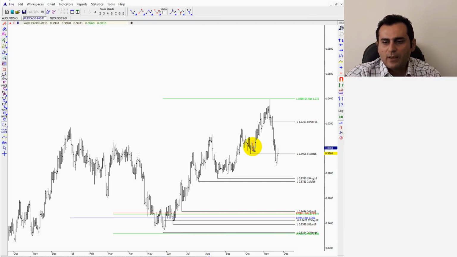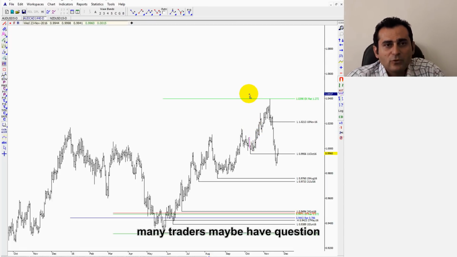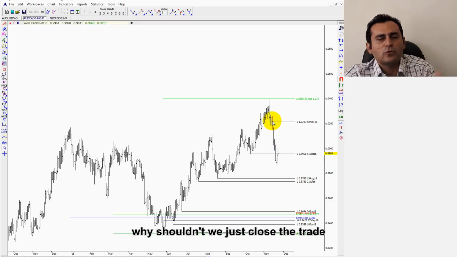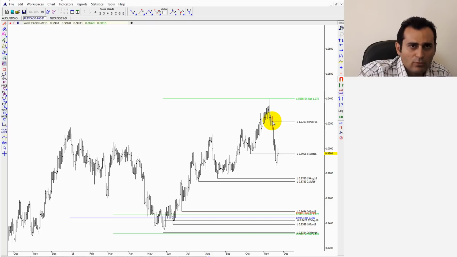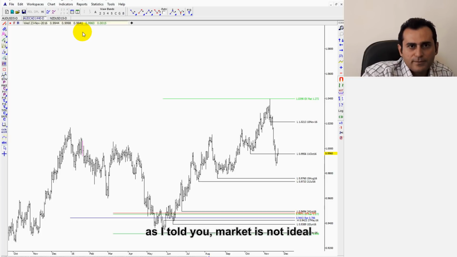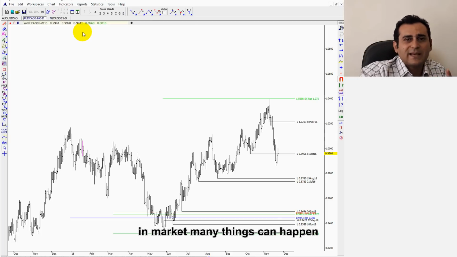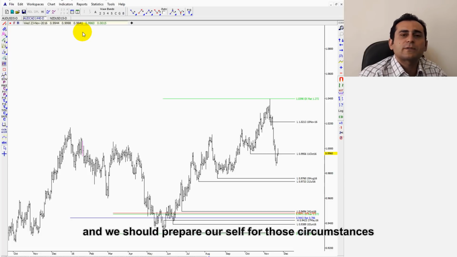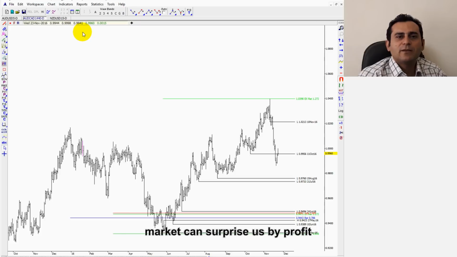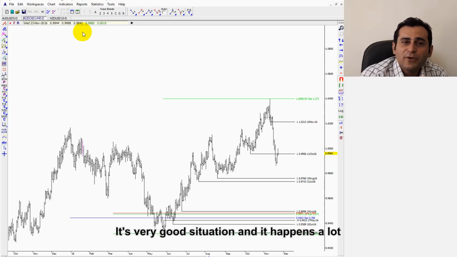Now, many traders maybe have a question: why should we move our stop loss to the last bar, why shouldn't we just close the trade? As I told you, market is not ideal. In markets, many things can happen, and we should prepare ourselves for those circumstances. One of the best circumstances that can happen in Forex market is that market can surprise us with profit. It's a very good situation, and it happens a lot.